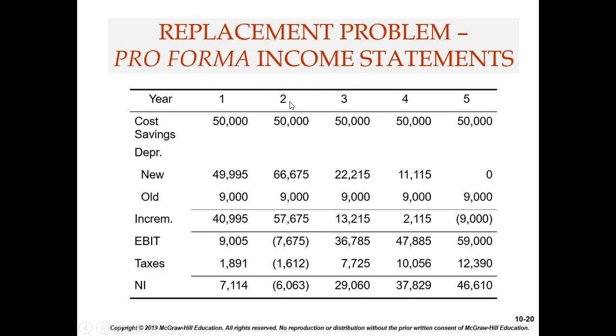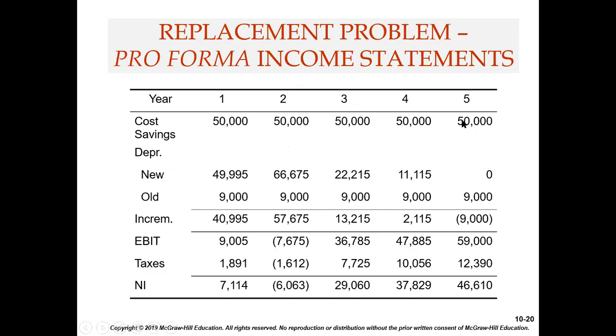In year 2, your inflows are $50,000, but your additional income to be taxed would be $50,000, but you would have $57,675 in depreciation expense, causing a negative or a loss for income tax purposes. Year 3, positive $50,000, but you would have extra depreciation of $13,215, causing that earnings before income tax to be at $36,785. Same thing with year 4.